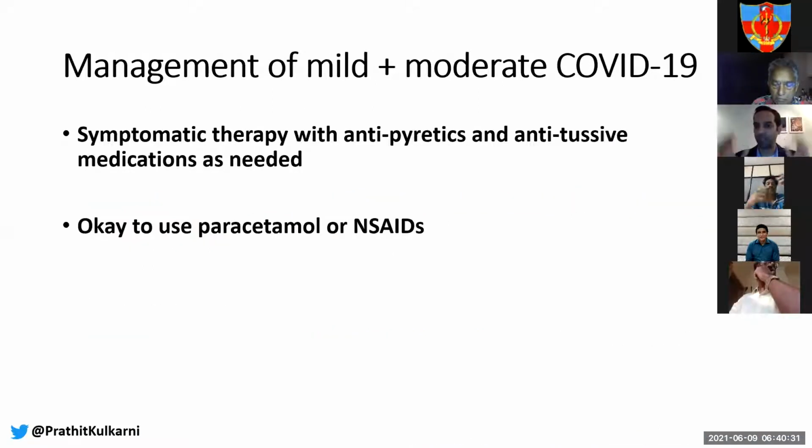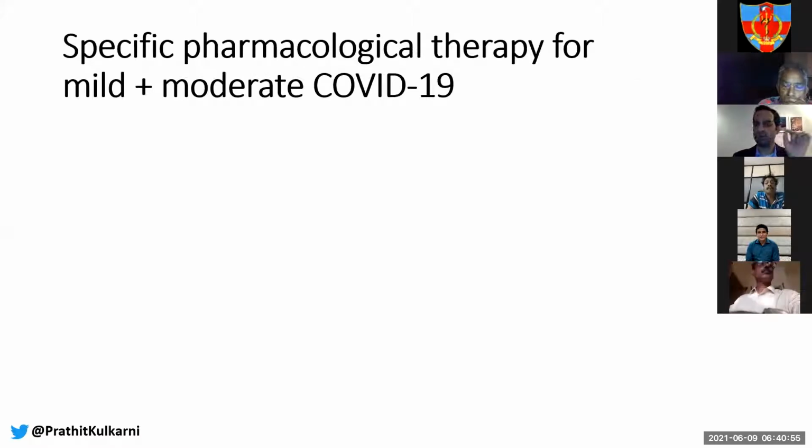So what is the management of patients with mild and moderate COVID-19, meaning the patient is not in the hospital? Of course you can use symptomatic therapy with antipyretics, antitussive medications as needed. Also okay to use paracetamol or non-steroidal anti-inflammatory drugs as well. Basically, symptomatic treatment is fine. In terms of specific medications for mild to moderate COVID-19, again, patient is at home, not hospitalized.